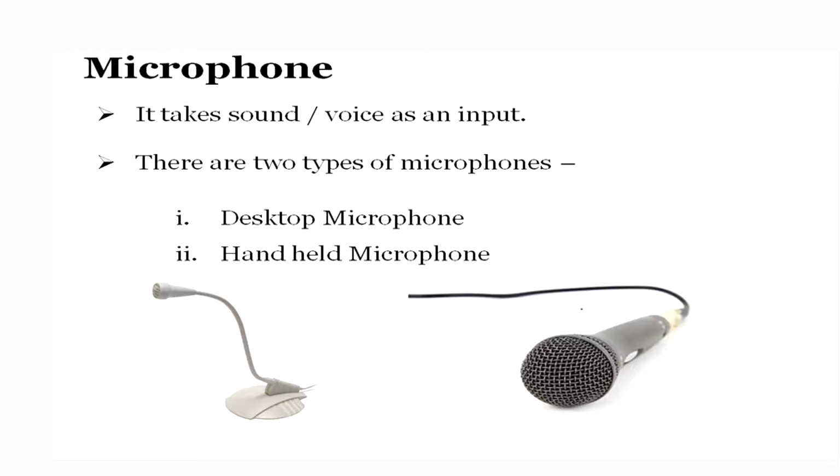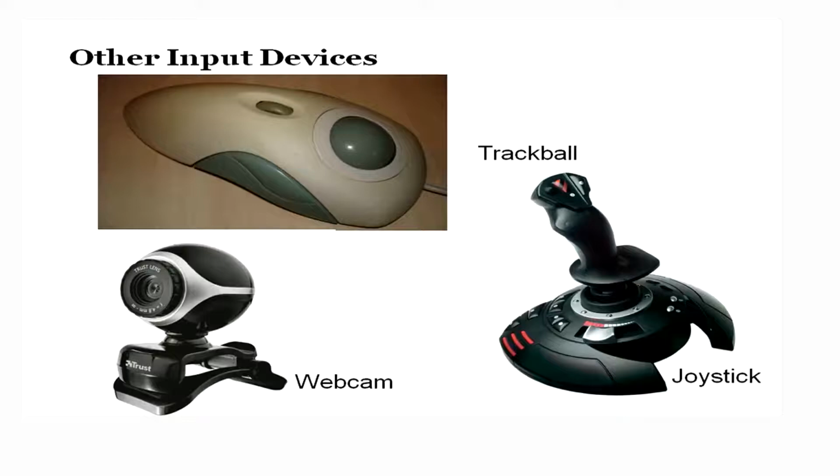A microphone, again a commonly seen device. It takes sound and voice as an input. You can see the two different types of microphones on the screen itself, the handheld one and the desktop microphone, which is generally fixed on the desktop. You can record your sound through the microphone and save it in the form of audio files for future use.